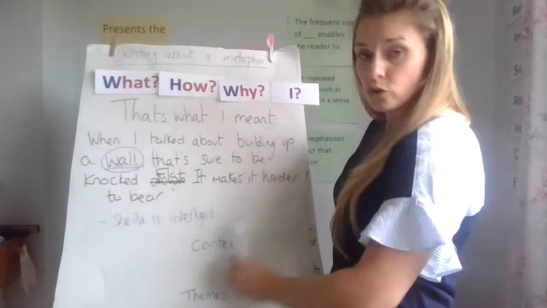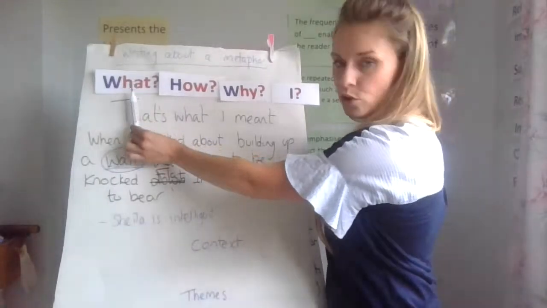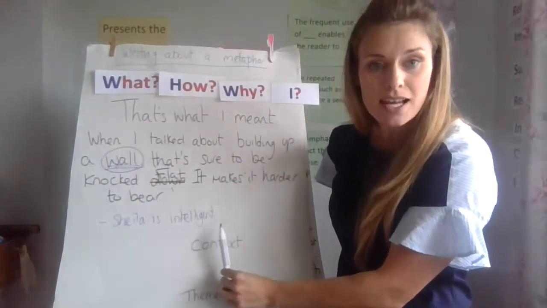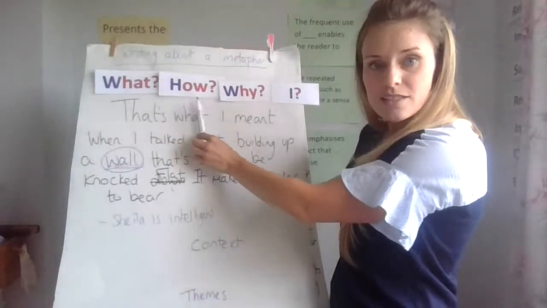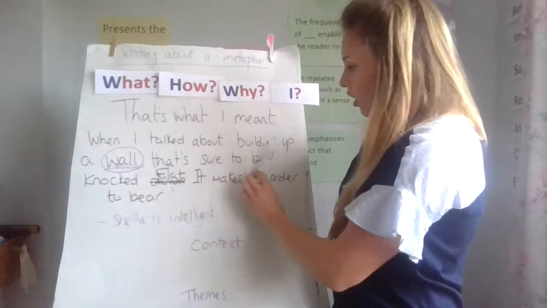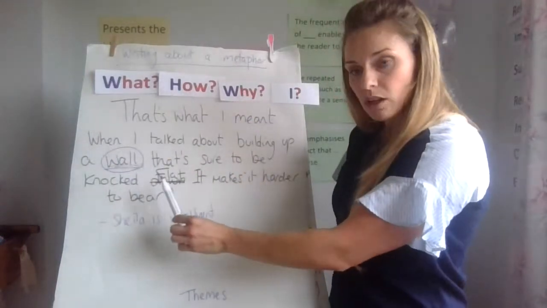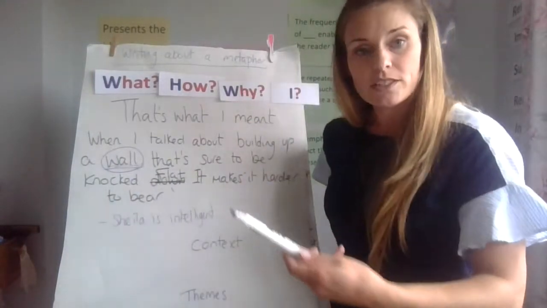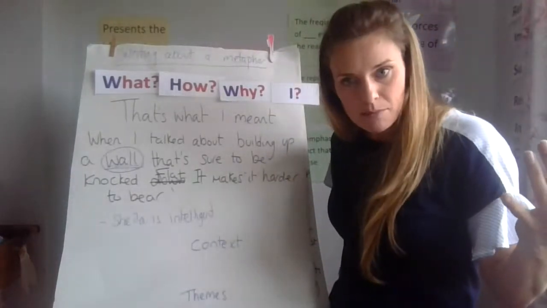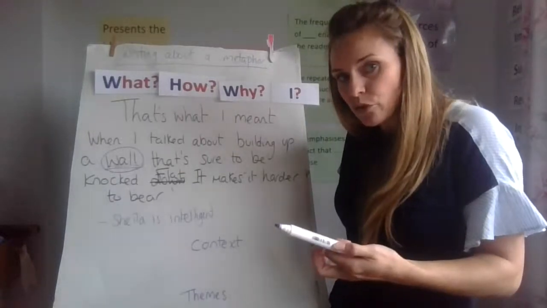So we've now talked about, or I've just talked about, what are we talking about? We're talking about Sheila coming across as intelligent. How has this been shown? Well, this has been shown through the metaphor of building up a wall. And that when that wall is smashed and knocked down, the higher the wall, the bigger the damage. So that's our metaphor there.